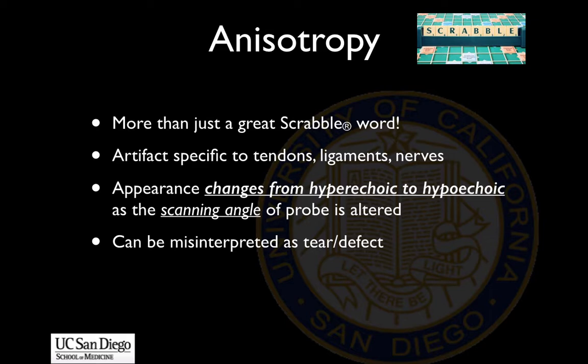Anisotropy refers to a change in the grayscale echogenicity of a structure when it is evaluated at different angles of inclination. In other words, a structure such as a tendon may appear hyperechoic or hypoechoic when the scanning angle is altered. The maximum return echo occurs when the ultrasound beam is perpendicular to the tendon. Decreasing the incident angle on a normal tendon will cause it to change from brightly hyperechoic to darkly hypoechoic.